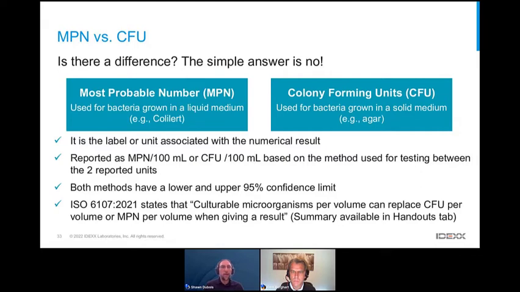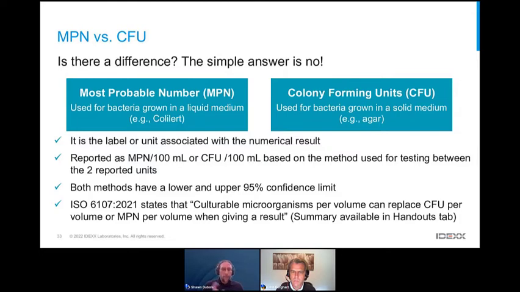They're both accepted. And the other important part is that they're both an estimation. They both have a confidence range built around them. So neither one is an exact count, because that's not possible, as there are a lot of factors that play into obtaining a result. So it's the best estimation of the result for that sample.